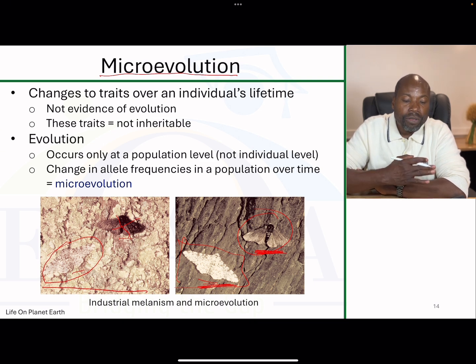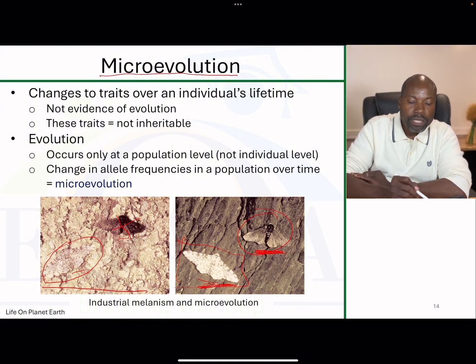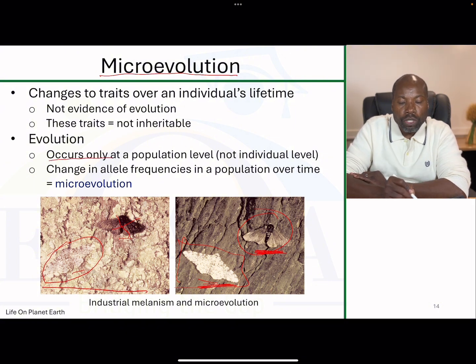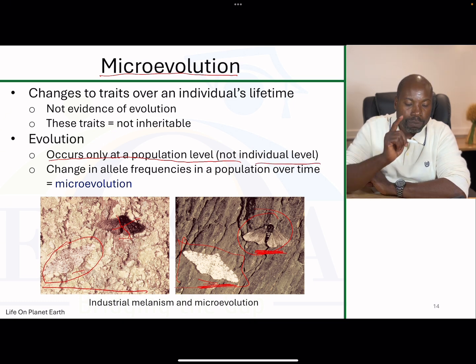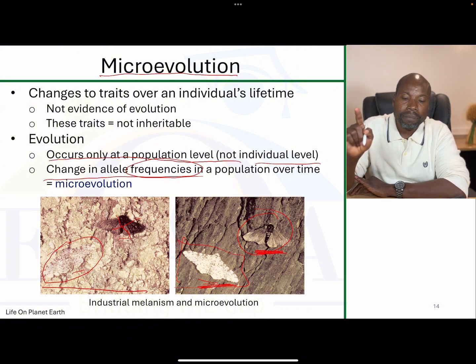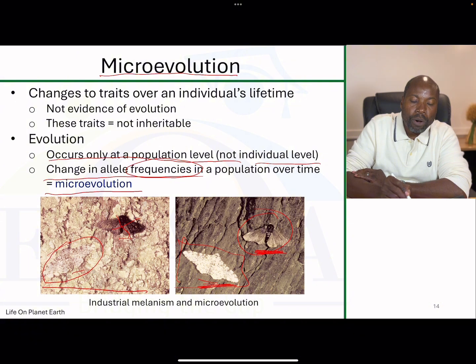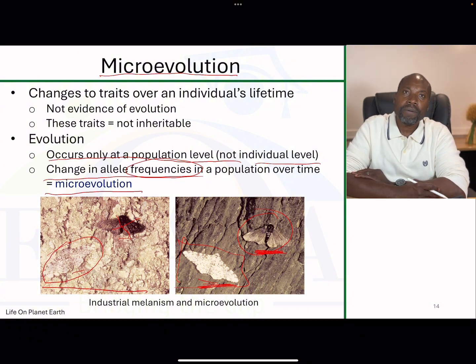This is another example of microevolution, which is that evolution occurs only at a population level, not at an individual level. Specifically, changes in allele frequency in a population over time are called microevolution. If there is something confusing, please let me know.